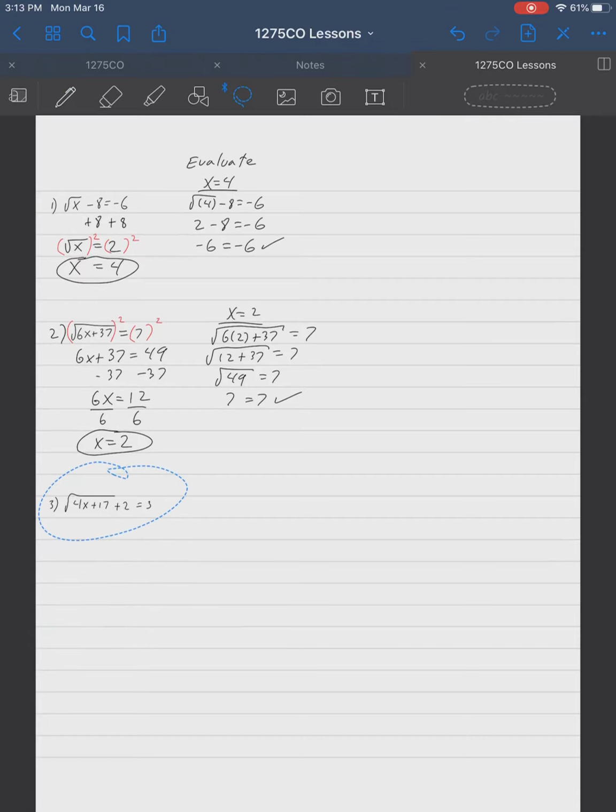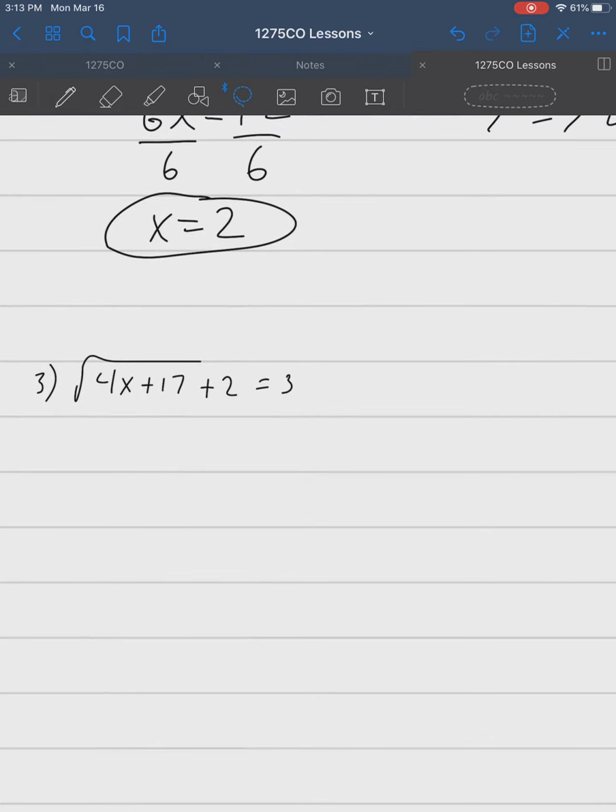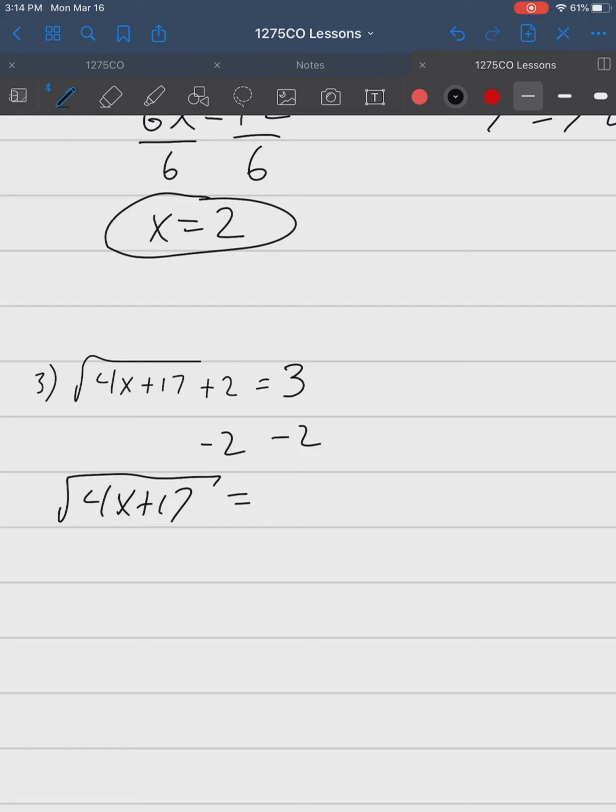Let's move up to number 3. 4x plus 17 is inside the radical, plus 2 equals 3. This should be a 3. Let's write that a little bit cleaner. And we'll start off by isolating our radical, which is subtract 2 from both sides. 4x plus 17 inside the radical equals 3 minus 2, which is equal to 1.